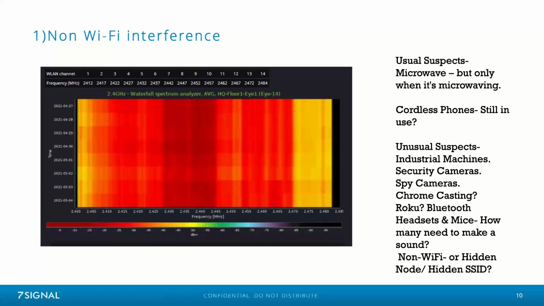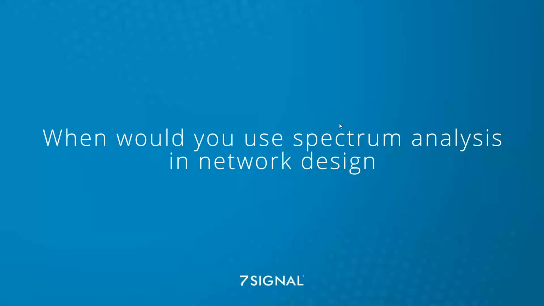Right? You can also pick up things like hidden nodes or hidden SSIDs in the spectrum analysis. I have a great website at the end of this presentation where you can pick some criteria that you see in spectrum analysis, and you can get a good idea of what device is actually broadcasting in your environment. So stay tuned for that.